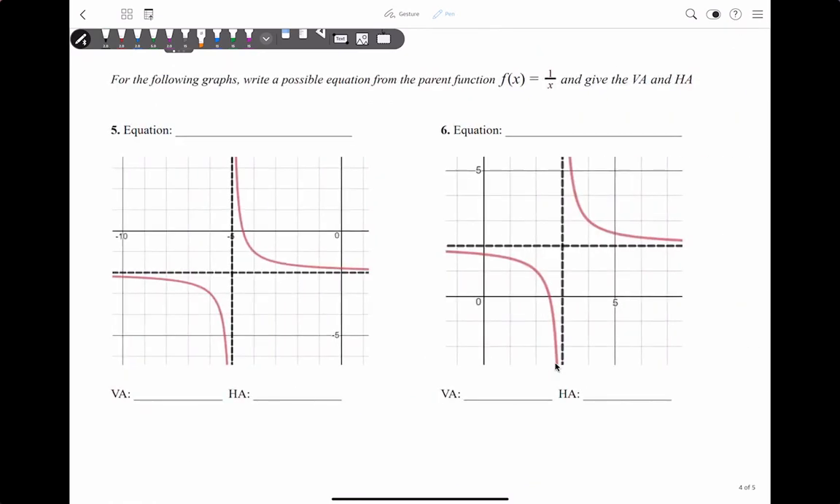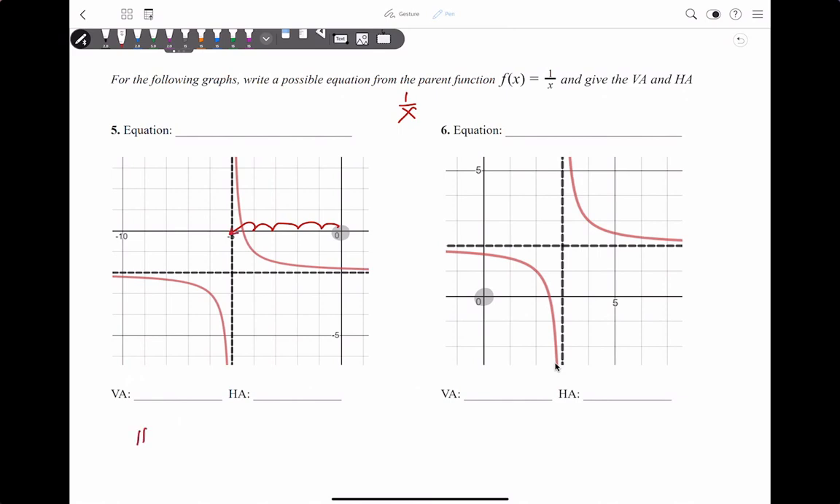Okay, so a couple more pages for our notes, just quick identifications. For the following graphs, write a possible equation for the parent function. Okay, so let me show you. Your first goal is to find the center. Where is (0, 0)? So (0, 0) looks here, and (0, 0) looks here. This is the original center, and I'm talking about the original parent function of 1 over x. So this was shifted. It looks like 1, 2, 3, 4, 5 to the left.